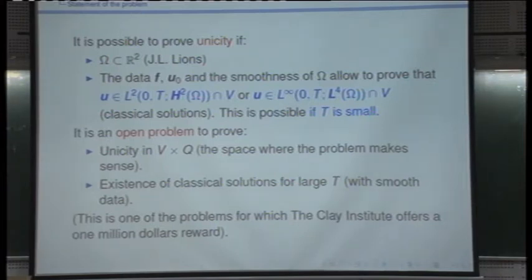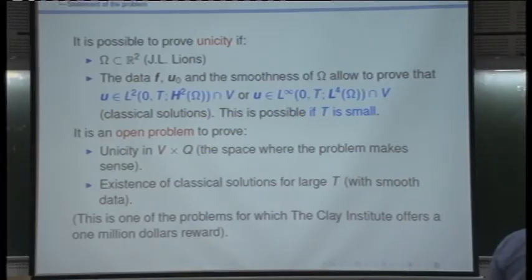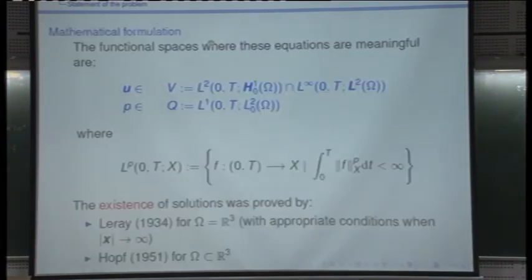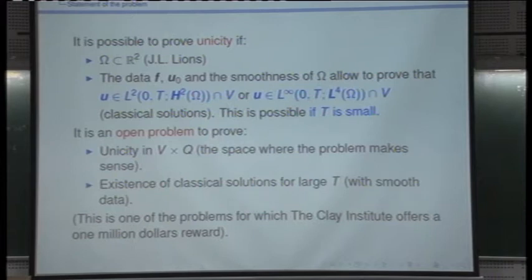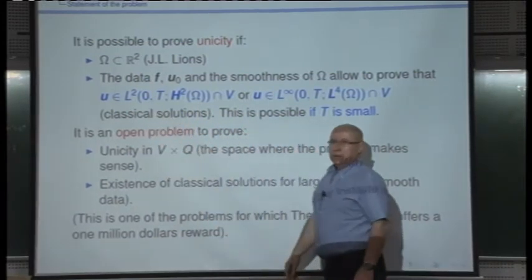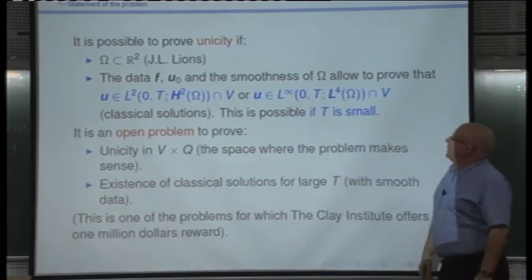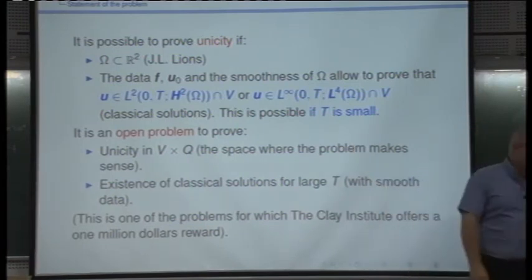Pardon me? Yes, you belong to the space that we defined before. V is the space defined before, the velocity space, and Q, as usual, is the pressure space. So now I'm saying that apart from being in V, if we increase a little bit the regularity in space in the L2 space in time, or we increase the regularity when we have L infinity in time, then the solution is unique.